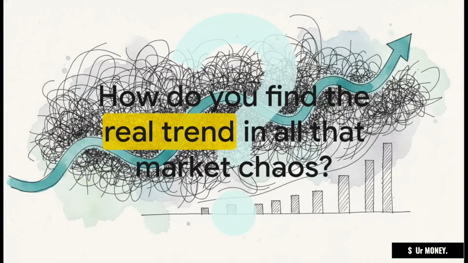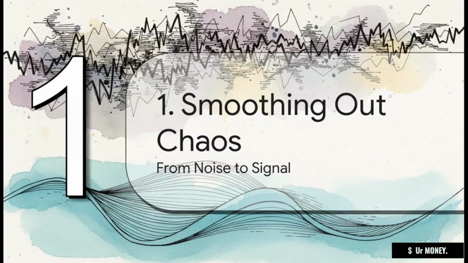So that brings us to the big question. How do you find the real trend in all that mess? Well, that is the central puzzle we're going to solve today. And the answer is actually a pretty elegant tool that's designed to do one thing and do it brilliantly, filter out the chaos and show you what's really going on. All right, section 1, smoothing out the chaos.